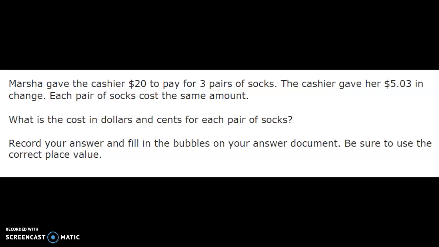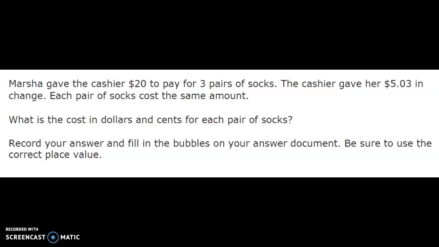Now, for all intents and purposes for this question, we're not going to assume that there's any tax. We're just going to assume, say, she went on tax-free weekend and she's just paying a certain amount for those 3 pairs of socks. So we know, again, that she paid $14.97 for those 3 pairs of socks because she got $5.03. If I were to add $14.97 and $5.03, that's going to give you $20. So that's just a little bit of the reverse operation to check our work.